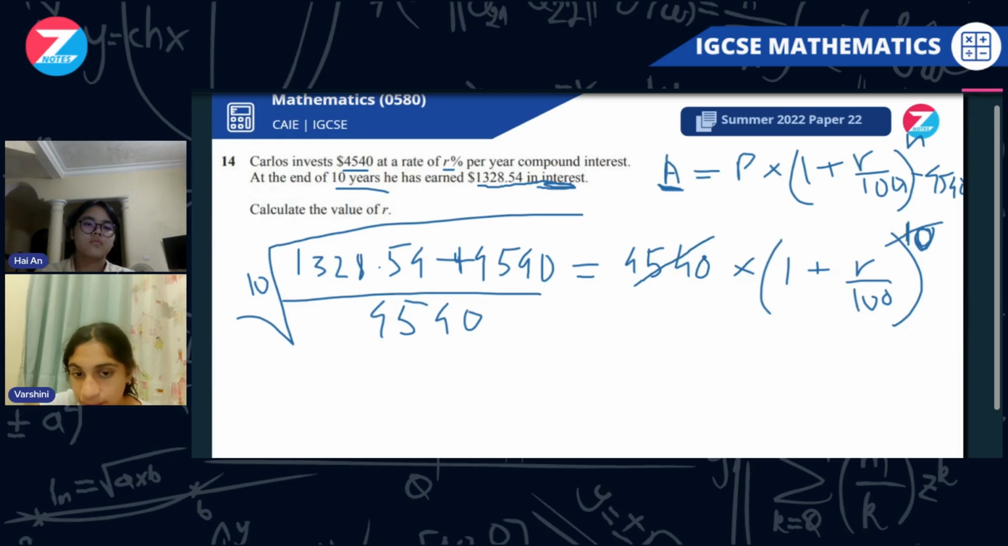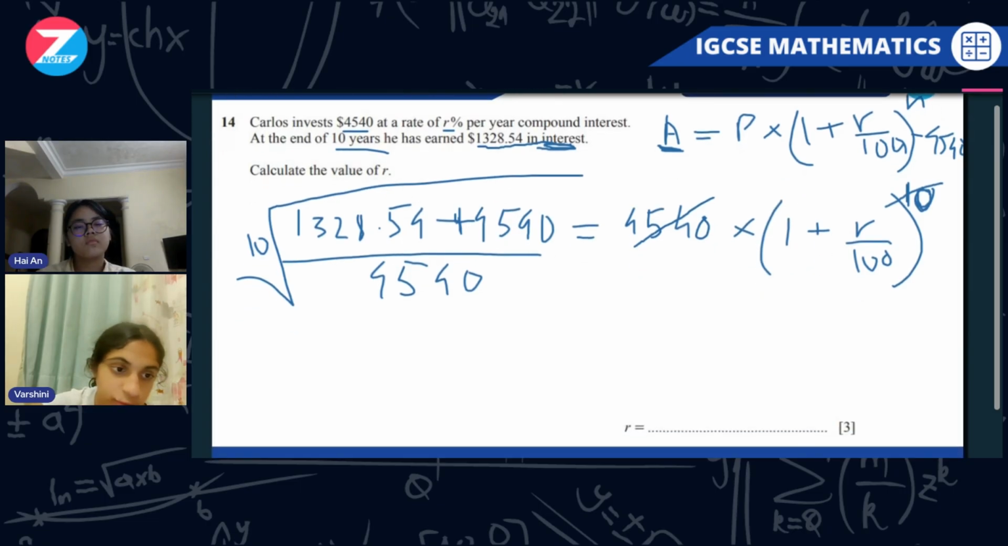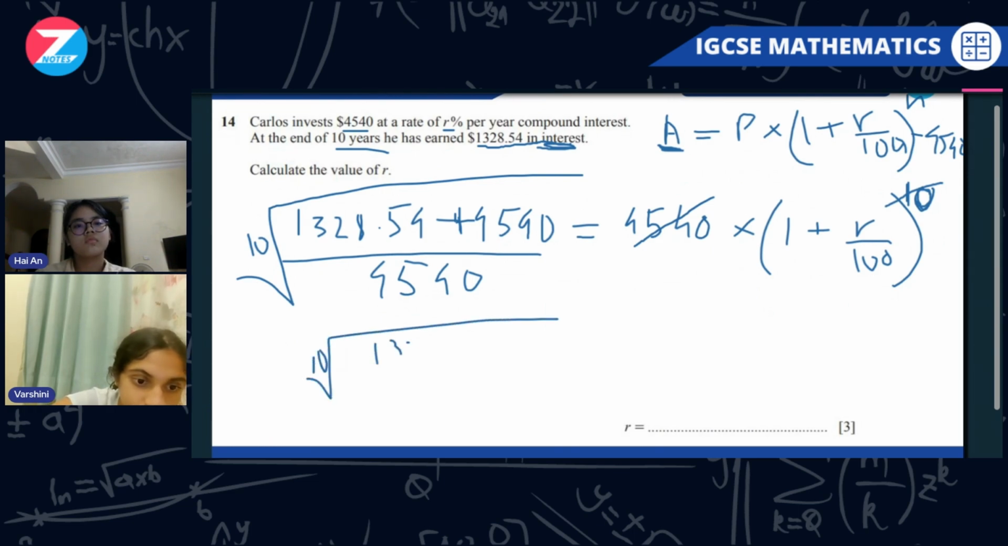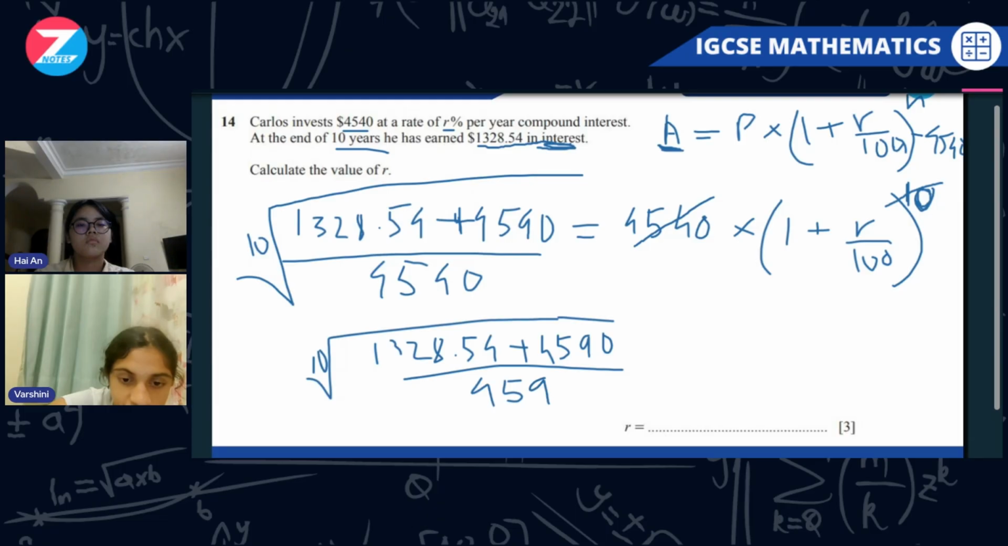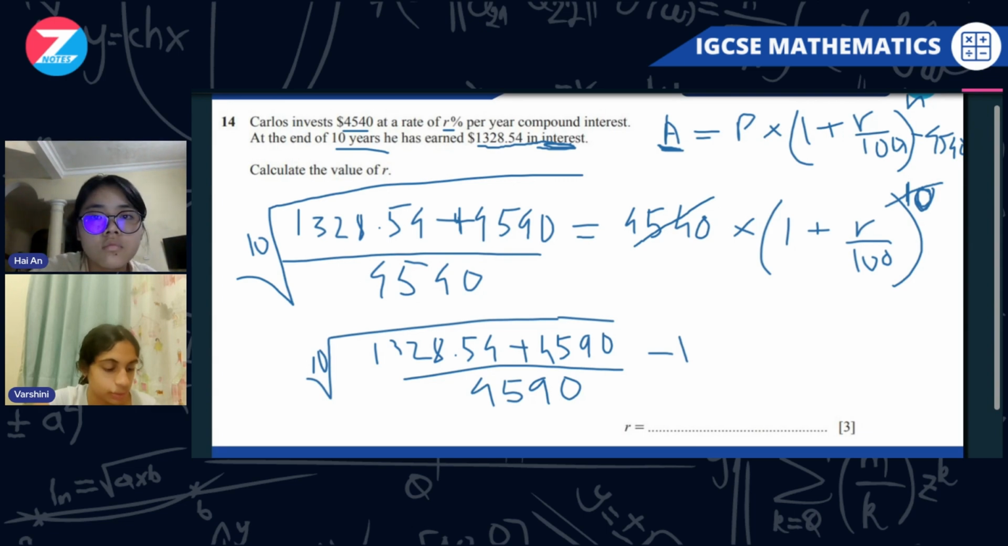So we need to get rid of 1 over here. So it's going to be the 10th root of 1328.54 plus 4540 divided by 4540. So we have that, and then we're going to have to minus 1 from that, and then multiply that full thing by 100. Okay, so first let's calculate this in our calculator. Make sure that you put the 10th root and not just the square root.